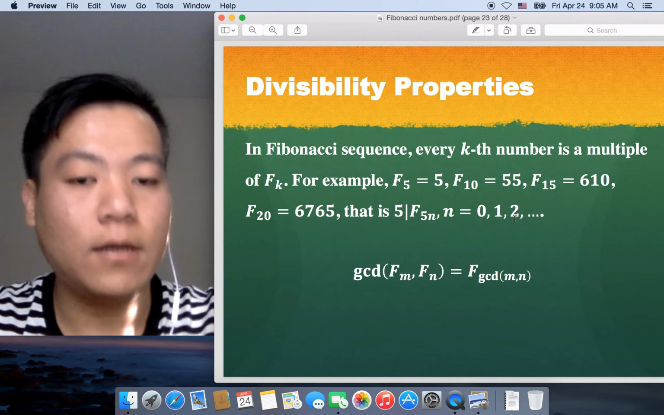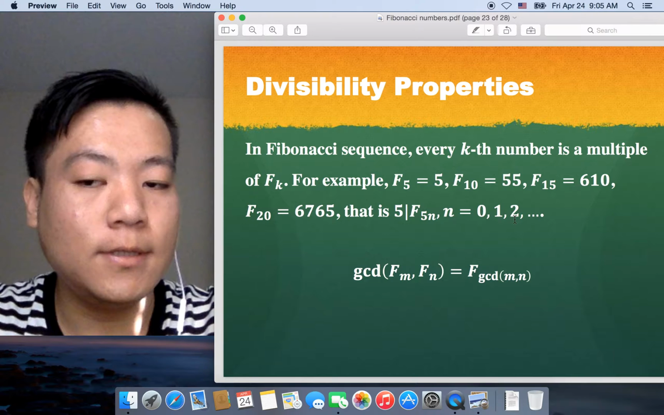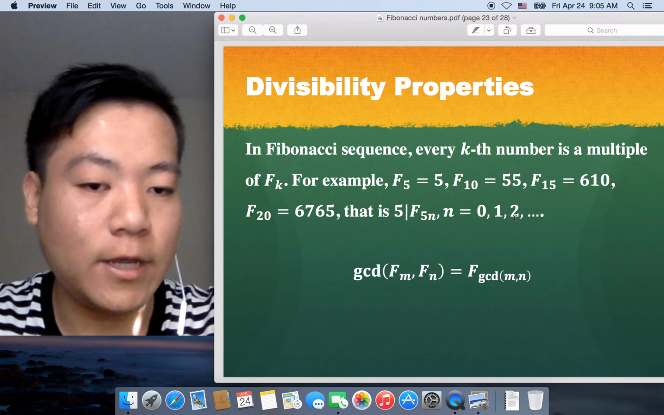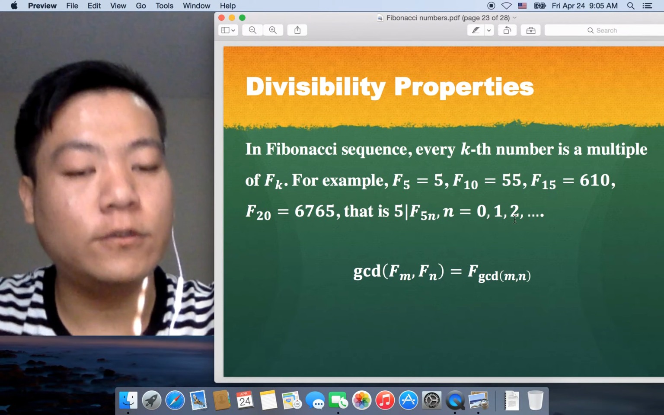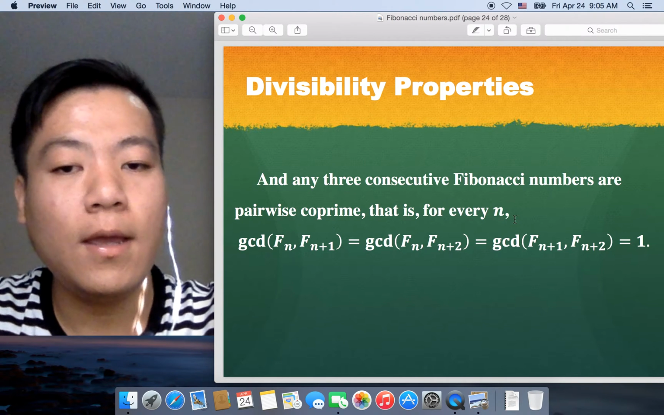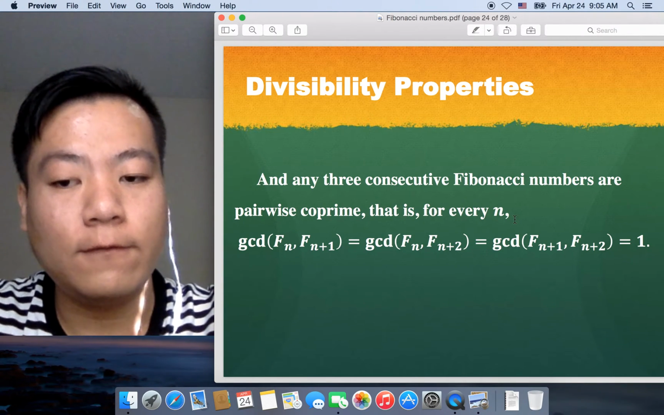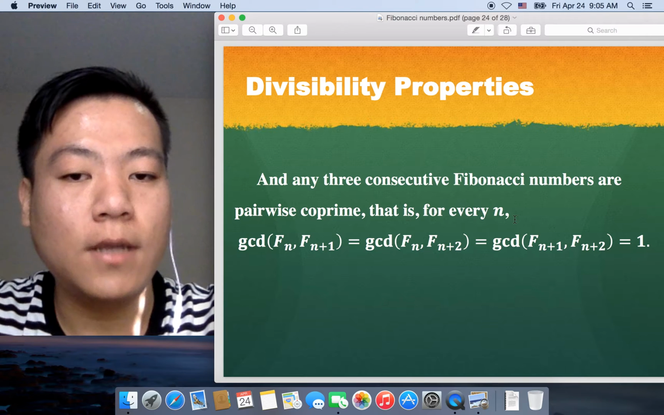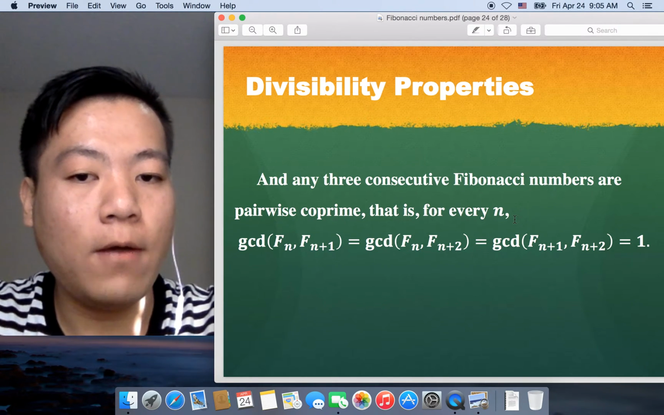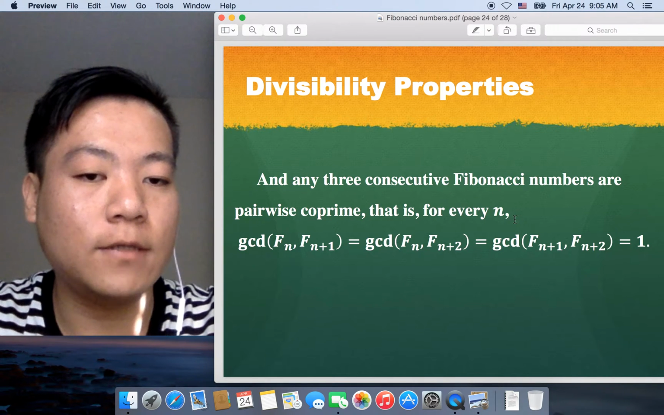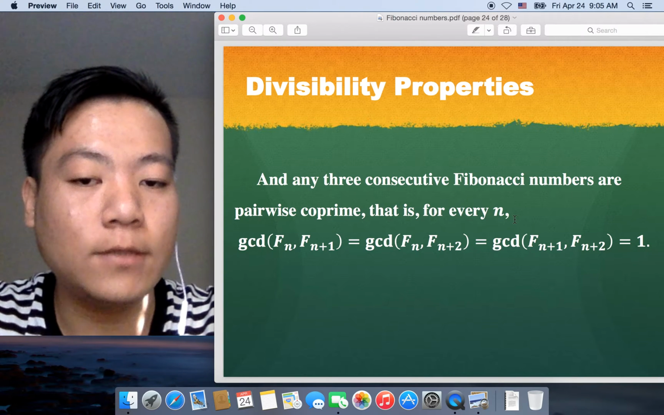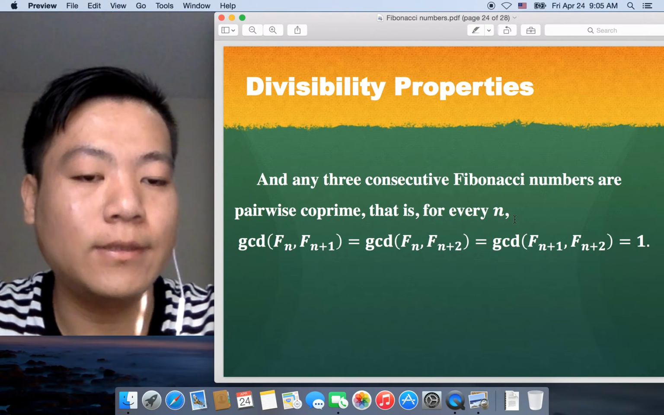And someone gave out that the GCD of F_m and F_n equals F of GCD of m and n. And from that formula, we can find that any three consecutive Fibonacci numbers are pairwise coprime, that is, for every n, GCD of F_n and F_{n+1} is equal to 1, and so on.